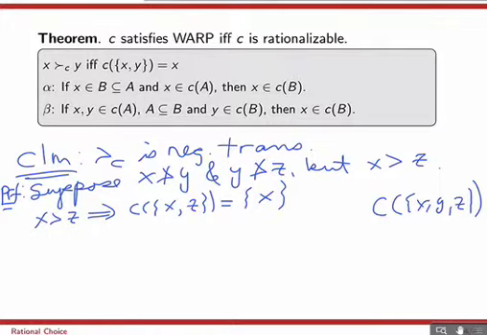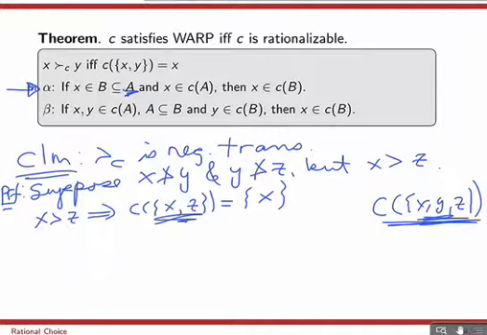Now I know this has to be non-empty, so the choice here has to be non-empty. But I'm going to show that none of X, Y, or Z can be an element of this set, a choice-worthy option. All right, so this assumption right here by Sen's alpha condition, let A be the set X, Y, Z, and B be the set X, Z. So X, Z is a subset of X, Y, Z.